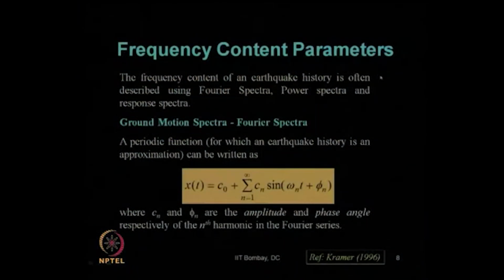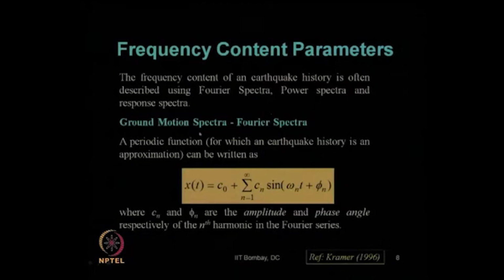Now, let us come to the next important parameter. After the amplitude, frequency content is another important parameter to quantify any earthquake. So, what are the frequency content related parameters? Let us see. The frequency content of an earthquake history is often described by using Fourier spectra or power spectra and response spectra. So, these are the three spectra by which the frequency content of any earthquake can be expressed.